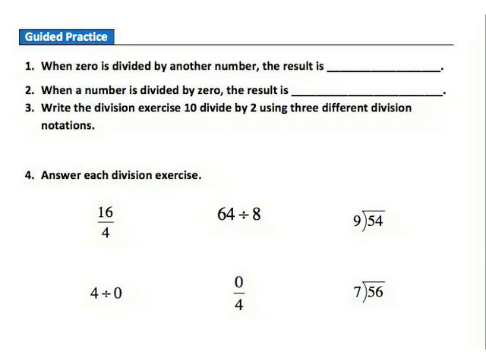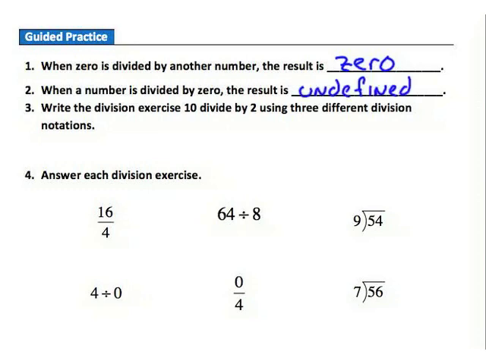Question 1. When 0 is divided by another number, the result is going to be 0. Question 2. When a number is divided by 0, the result is going to be undefined.